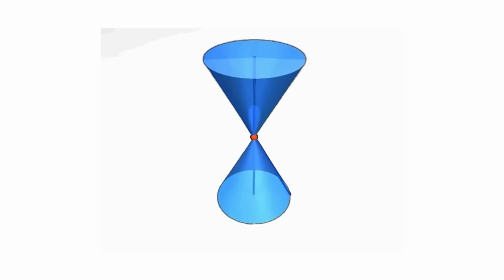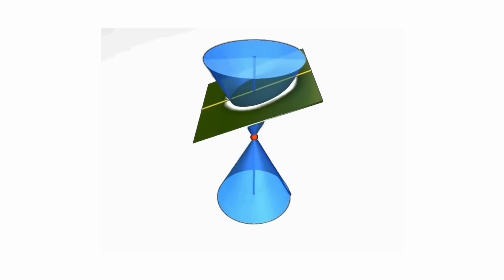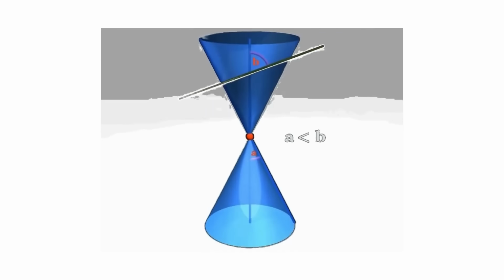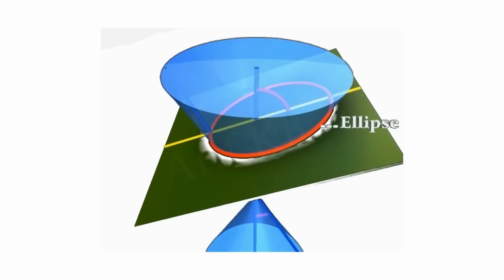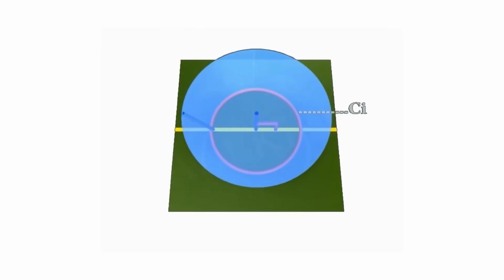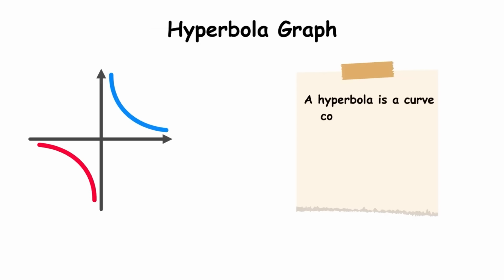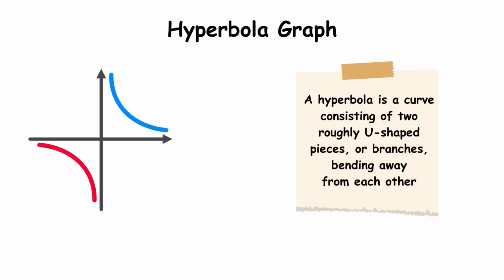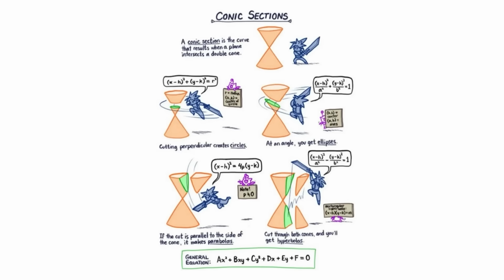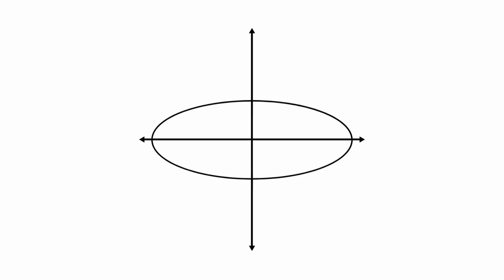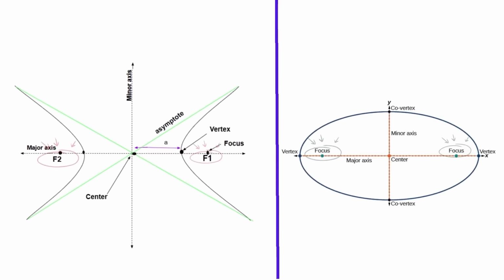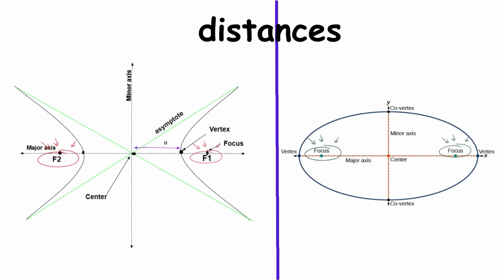Like a parabola, an ellipse is also an example of a conic section. You could slice through a cone to get an ellipse. This is true even in the special case of a circle. A hyperbola is a curve consisting of 2 roughly U-shaped pieces, or branches, bending away from each other. It can be defined in various ways, including as a conic section, like the parabola and the ellipse. It can also be defined using 2 focal points, just like the ellipse, only using the absolute difference of the distances, rather than the sum.